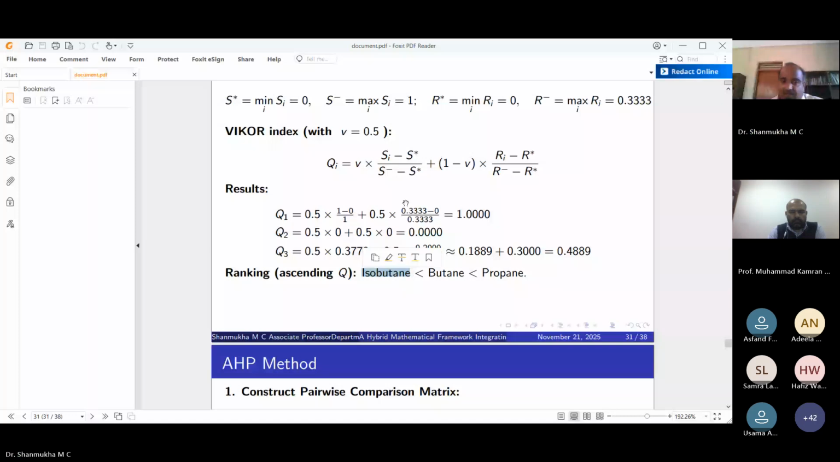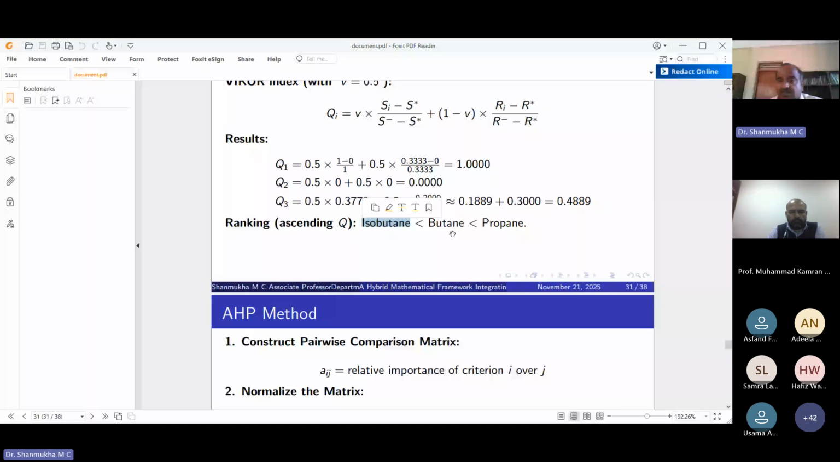Then the AHP method. In the similar manner, we consider the AHP method.